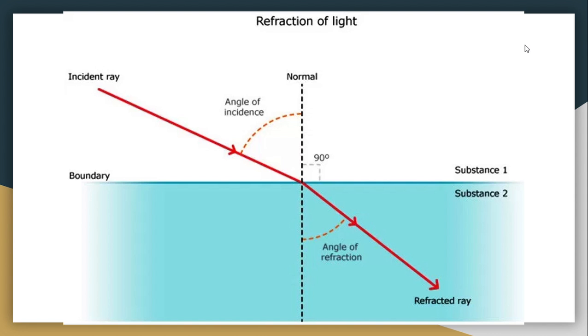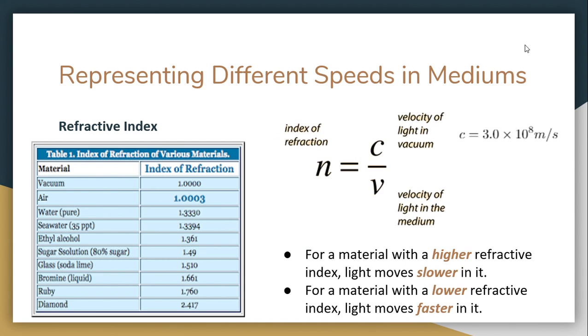So in this case, the angle of incidence is bigger than the angle of refraction. Now we need a way to represent how fast light will move in a certain medium. The way that we represent this is by the refractive index. In some mediums, light moves a lot faster than in other mediums. For example, light moves faster in air than in water or glass.